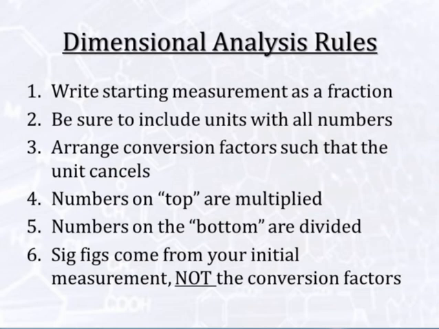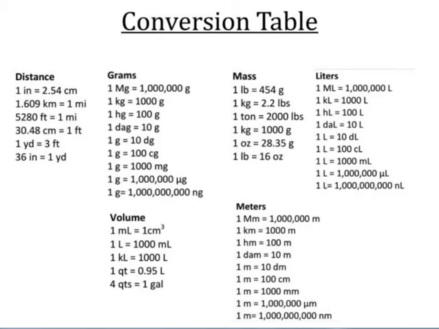The second rule is make sure all numbers have their units. The third rule is when we get our conversion factors, make sure that the units cancel out. That means something in the numerator cancels with something in the denominator. Any number that you see on top of the fraction, or the numerator, they're going to be multiplied together. Anytime you see a number in the bottom other than 1, they're going to be divided. And number 6, the significant figures for your answer comes from your initial measurement or the starting number, not from the conversion factors.